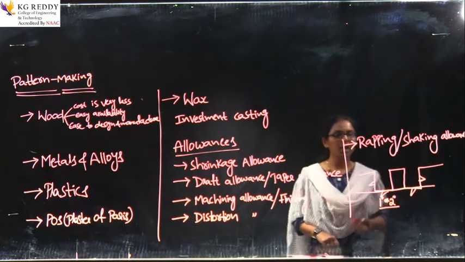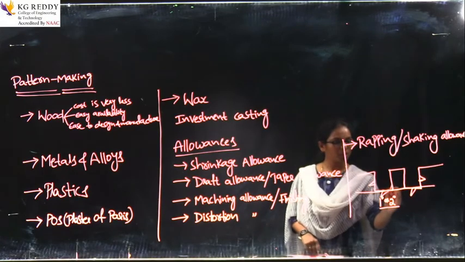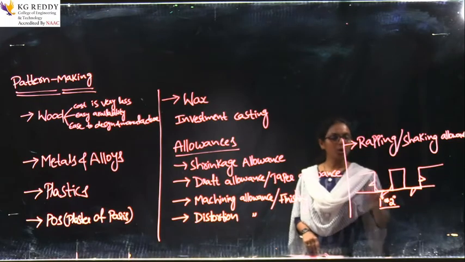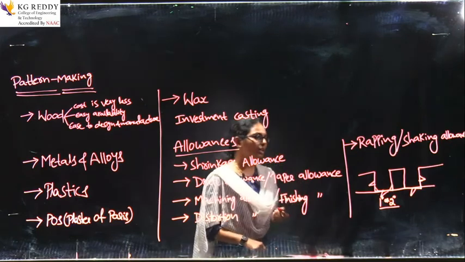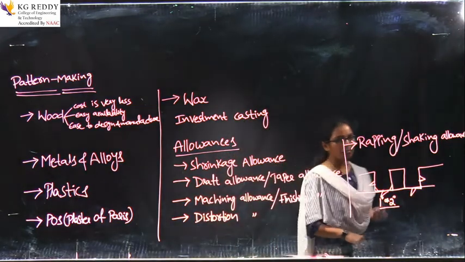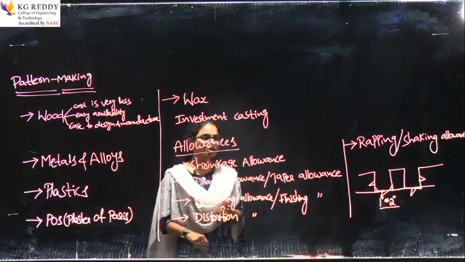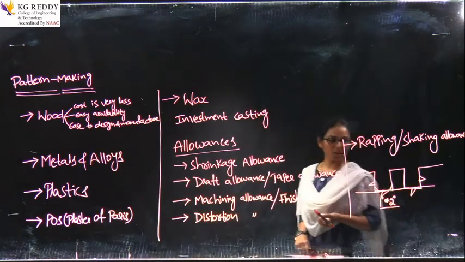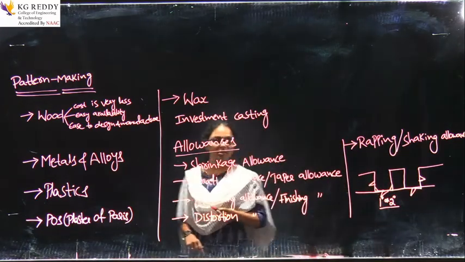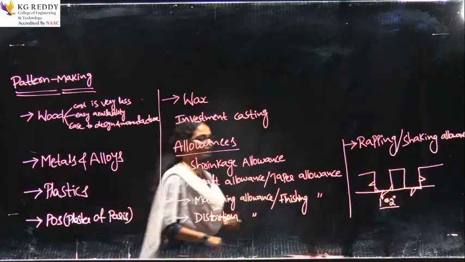So, to avoid damage to the mold cavity, we have to provide the taper here. From 1 to 2 degrees of taper angle we have to provide to avoid damage to the mold cavity. Then we can easily remove the pattern from the mold. So, this allowance does not affect the dimension of the casting, because here we are providing an angle of only 1 or 2 degrees. So, it does not affect the size of the casting.